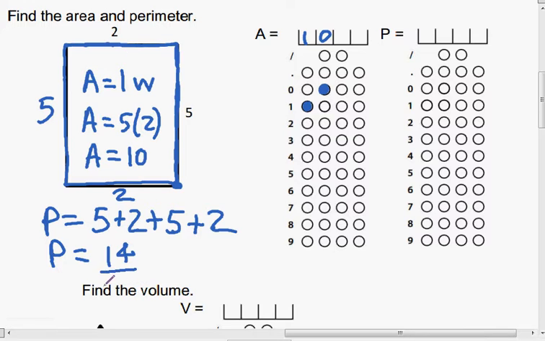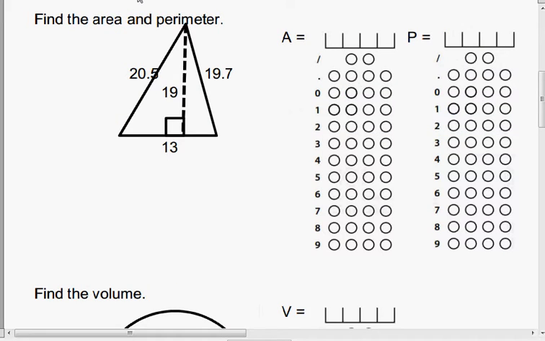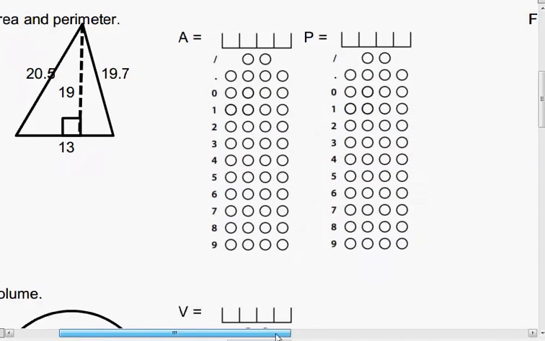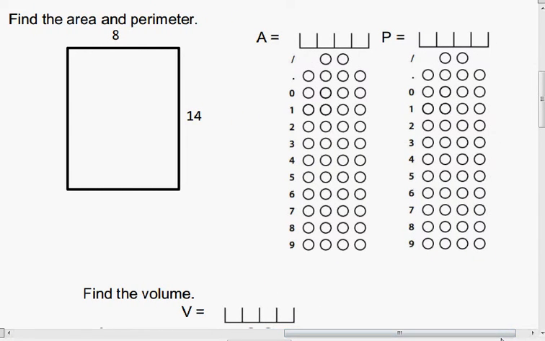So the perimeter is 14. Or you could do 7 plus 7. 7 plus 5 is 12, plus 2 is 14. However you calculate it, they add up to 14. Perimeter is 14. And I bubble it in. 2 minutes. Do the area and the perimeter of the rectangle on the practice test. Your lengths are 8 and 14.